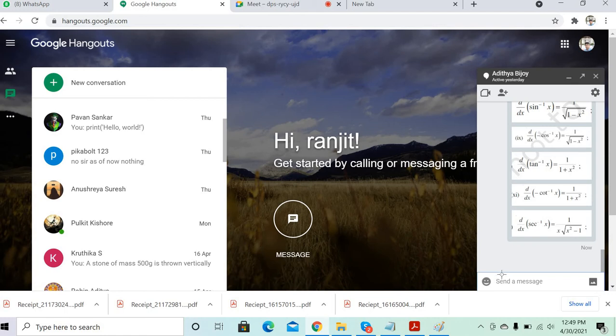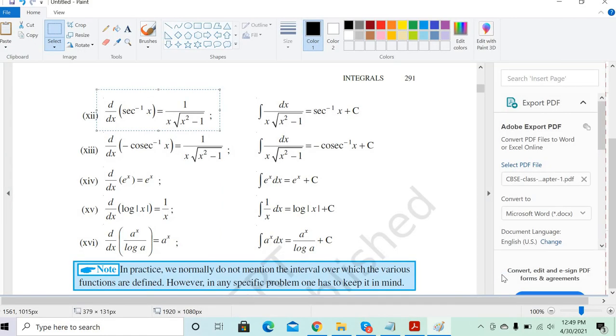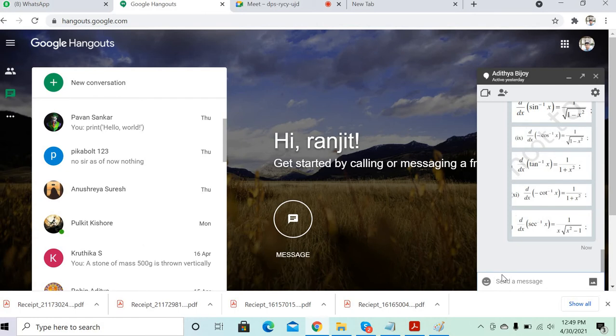Okay, so whenever the integration of 1 by x square root of x square minus 1 comes, remember to put secant inverse x plus c. Fine.